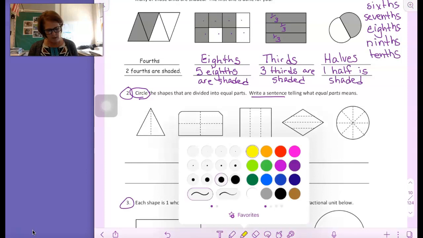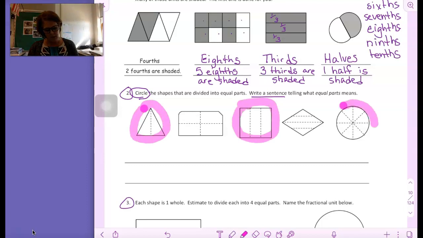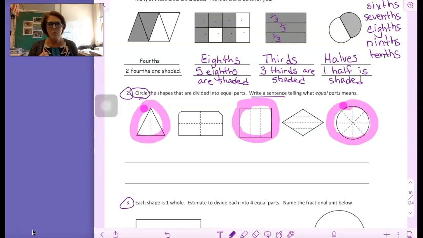Let's use a fun highlight color. This one, and this one. The second one here is not equal because it has a corner ripped off. So that is not equal parts. And this one, when you look at this and you look at this, those are not the same. So those two are not divided into equal parts.